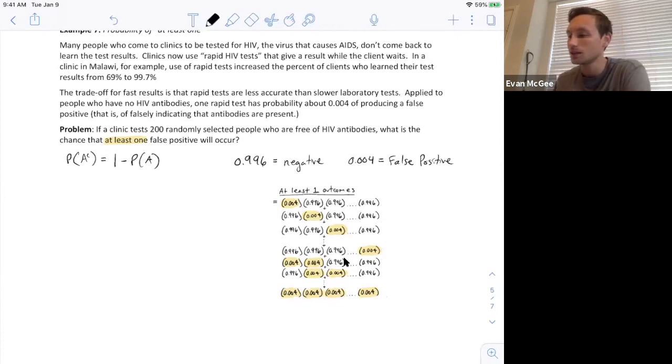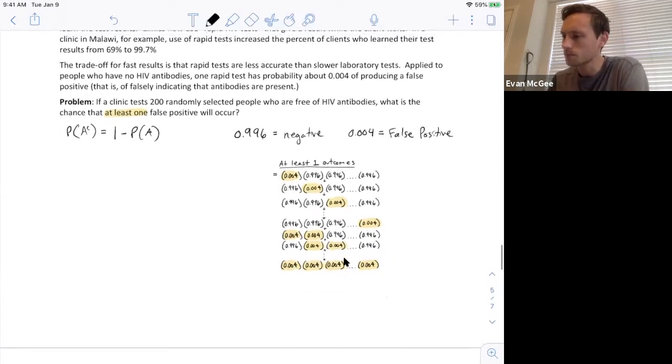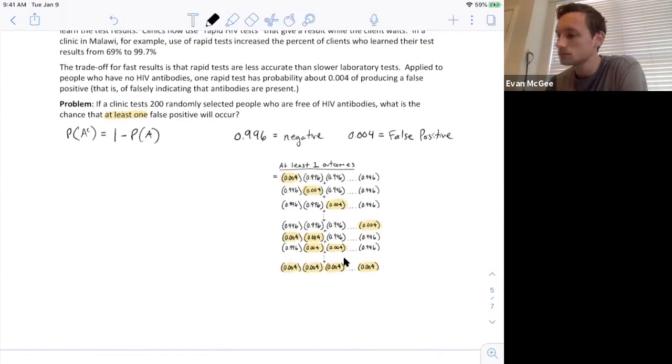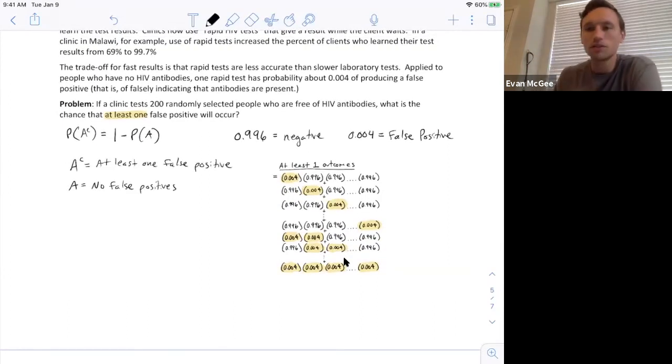So instead, let's find the probability that no one gets it. I've defined my event A as there are no false positives in all of the 200 people. The complement would be at least one, because A or not A is guaranteed to happen. You're either going to have no false positives or you're going to have at least one false positive. And so we can calculate the probability that there are no false positives much more easily than calculating the probability that there's at least one false positive, because we can just use this complement rule here.